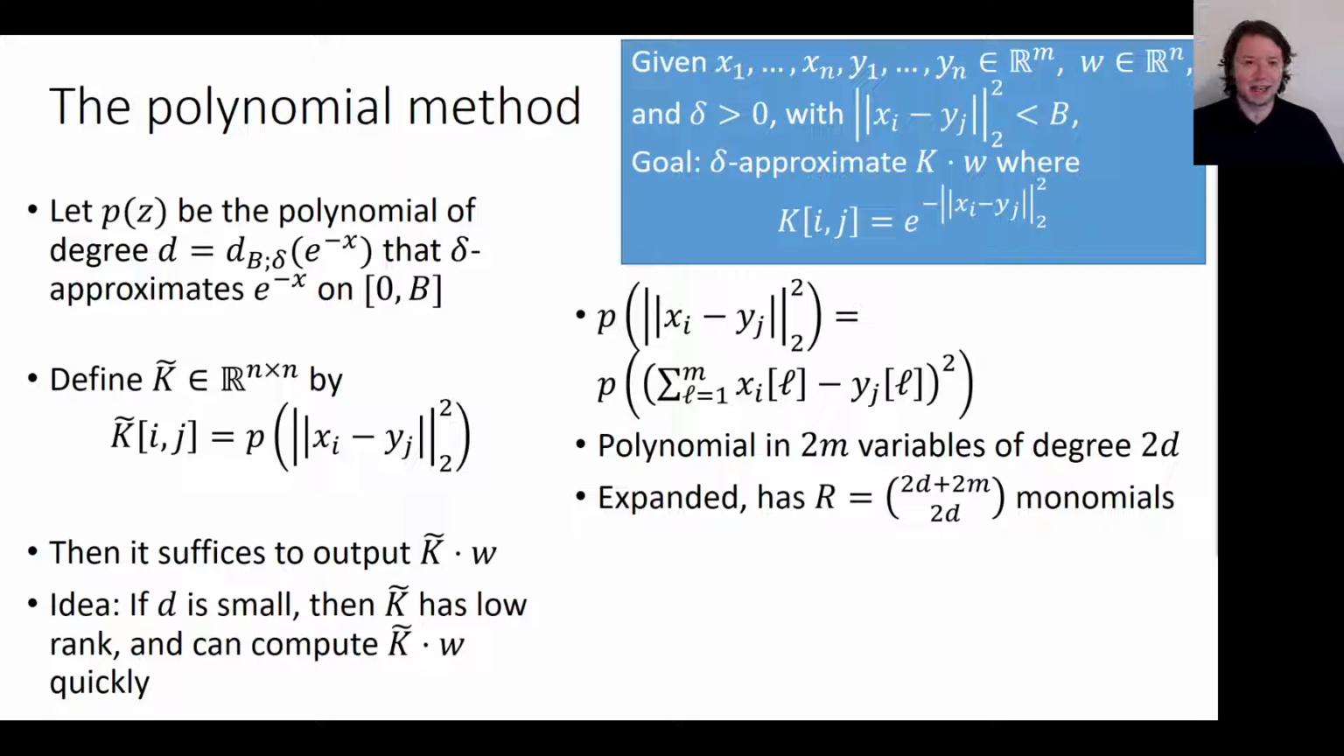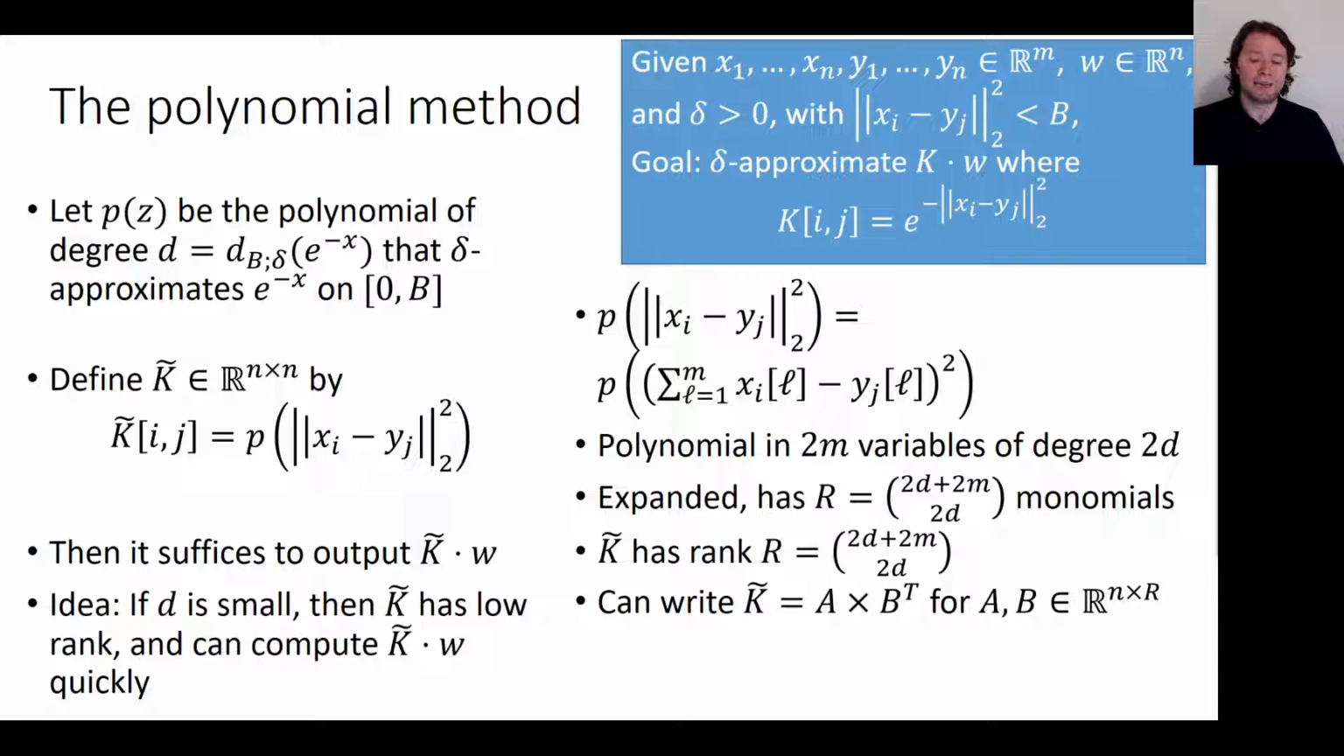And in particular, a nice fact that's used a lot in the polynomial method is that K tilde has rank at most r as well. If you haven't seen this before, you can convince yourself that if p had just a single monomial, then the matrix would have rank 1. And then that means that since K tilde is a sum of r different rank 1 matrices, it has rank at most r. So using this, we can write K tilde as the product of A times B transpose, where A and B are both n by r matrices.